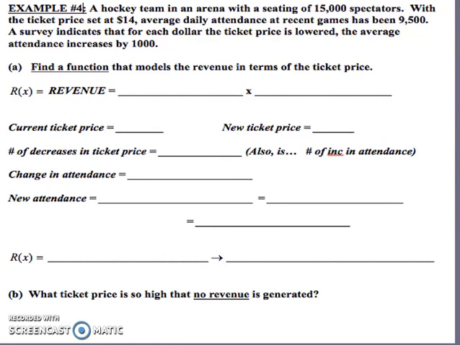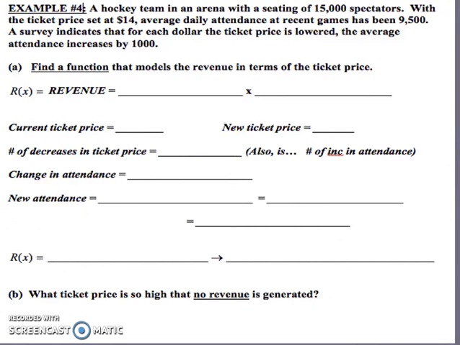A hockey team is in an arena with a seating for 15,000 spectators. With the ticket price set at $14, average daily attendance at recent games has been 9,500. A survey indicates that for each dollar the ticket price is lowered, the average attendance increases by 1,000. Find a function that models the revenue in terms of the ticket price.